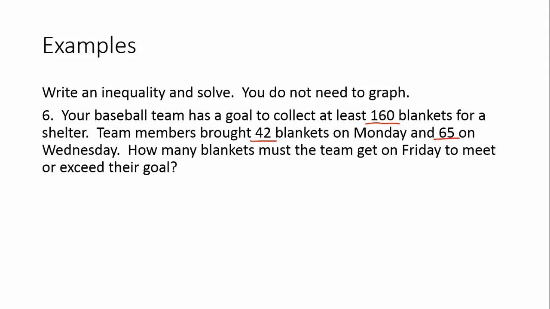So you can actually have a couple different answers here, but off to the side, I'm going to add 42 and 65. And that gives me 107. So we've already collected 107. We need to know how many more blankets the team has to get on Friday to meet or exceed our goal. So when we want to get at least 160, that means that however many blankets we get should be greater than or equal to 160. At least. And this is where the word at least is a little confusing because it actually means greater than or equal to.